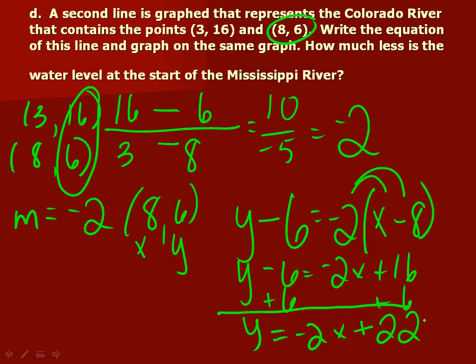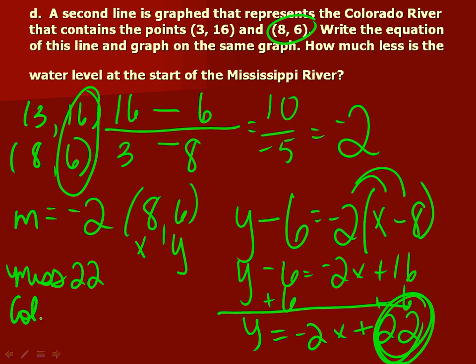Now, read the question, though. We didn't finish. It says, how much less is the water level at the start of the Mississippi River? The Mississippi River is starting at what level? Wait a minute. This 22. This is the Mississippi. The Mississippi is starting at 22. The Colorado is 17. What's the difference? 5 feet.